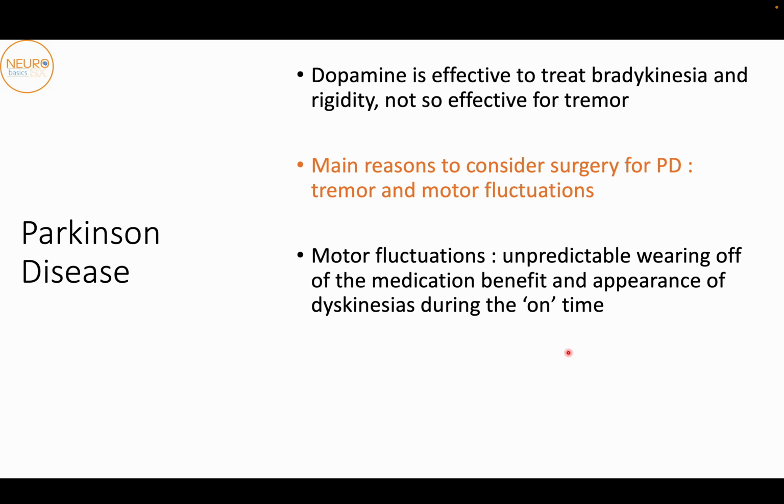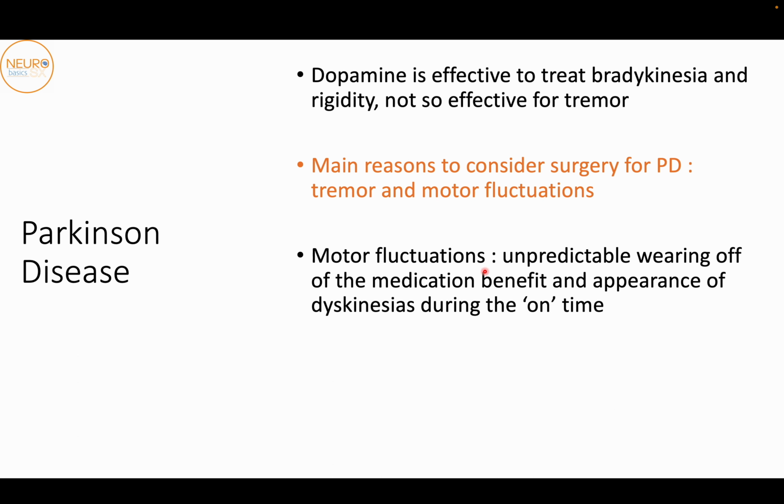So Parkinson's disease, the most common well-known treatment for Parkinson's is obviously dopamine. Dopamine is very good for treating bradykinesia and rigidity, but it does not work so well for tremors. A very good reason to consider surgery for PD then does become tremors. But apart from tremors, another good reason is motor fluctuations.